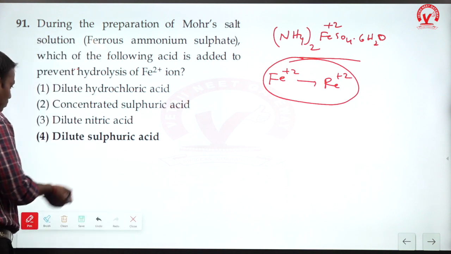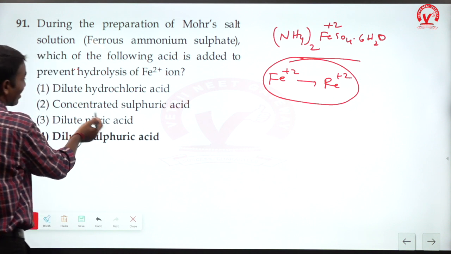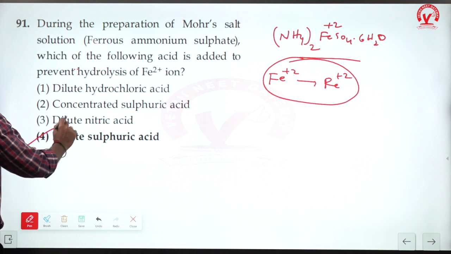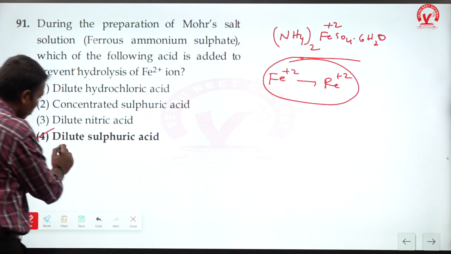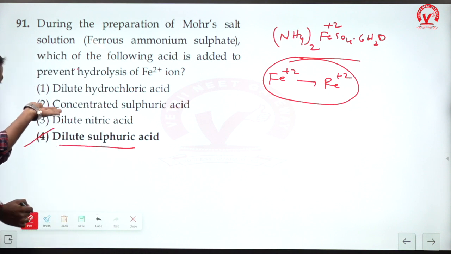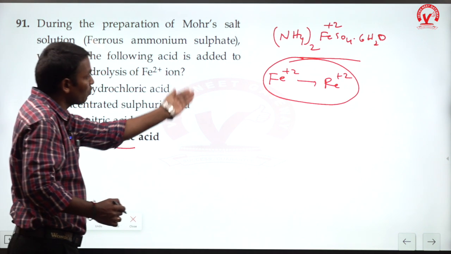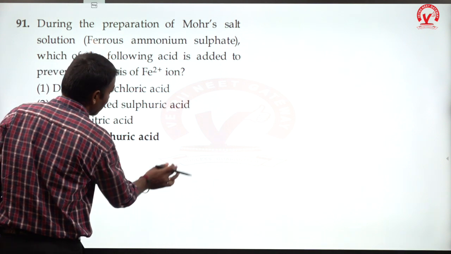They have given options here: diluted hydrochloric acid, concentrated sulfuric acid, diluted nitric acid, and diluted sulfuric acid. So diluted sulfuric acid is the best option for this process. The remaining are somewhat more acidic in nature comparing with this, so diluted sulfuric acid we have to use for prevention of this process, right? That is option 4 is the correct answer, right? Then move on to the next question.